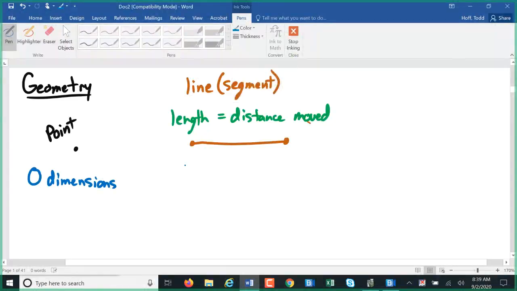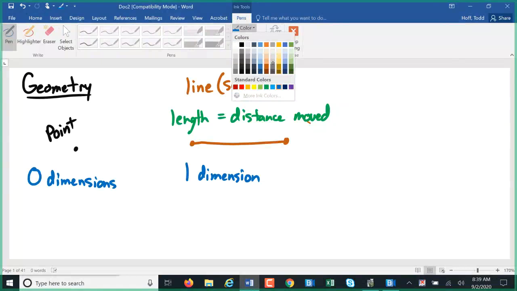This is now 1 dimension, because it was created by movement in a single direction. And if I were on it, I could move a single direction. I could move this way or this way. Well, you might say, that's 2 directions. No, it's not. It's 1 direction. It's the positive and the negative of that direction, but it's still only 1 direction.